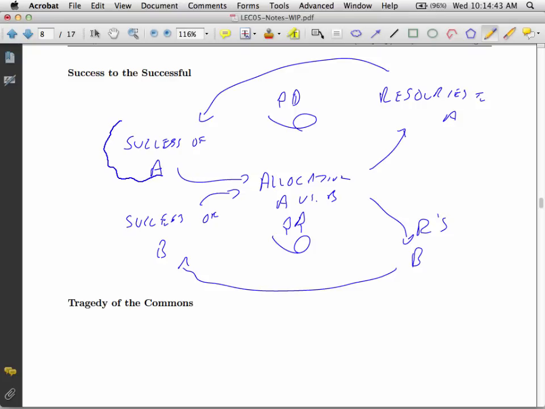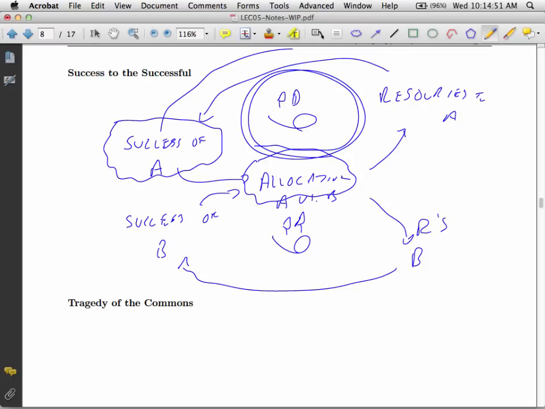What happens is, if A is more successful than B, they will receive more resources than B, and then they will go on to become more successful in this reinforcing loop. All of the resources will be used up, and there'll be fewer resources for B. So the success of B is reduced. If you've read Malcolm Gladwell's books, he talks about hockey, and the number of players in the NHL who were born in the first part of the year, January to June, is higher than the proportion born July to December. And it has nothing to do with anything other than success of the successful.